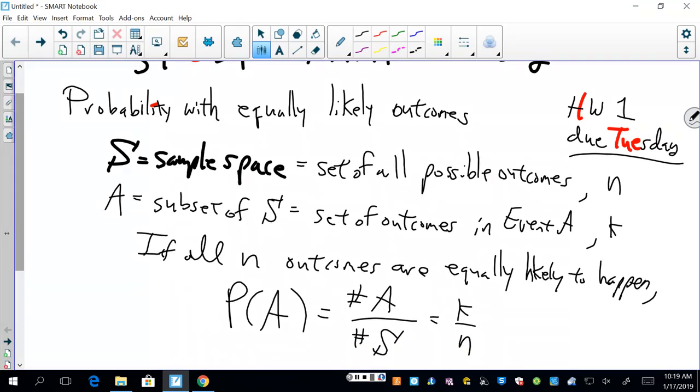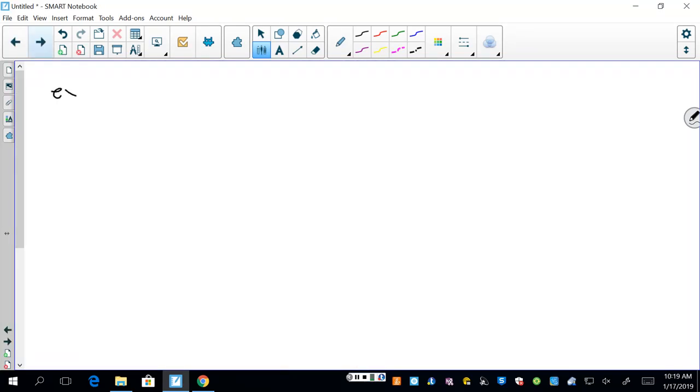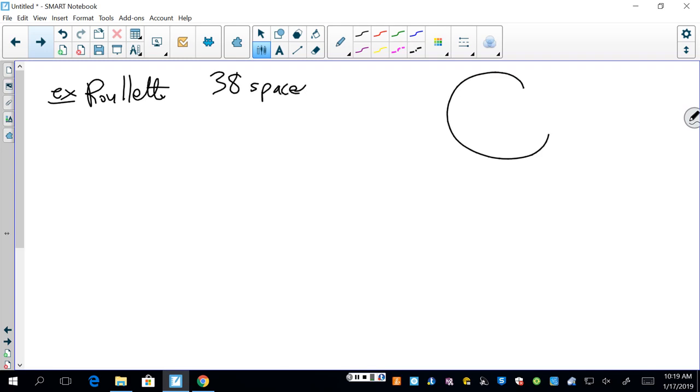And as an illustration of that, say they were playing a game of roulette. In the game of roulette, there are 38 spaces. The roulette table has a spinner on it with a bunch of different spaces, and they spin a ball, and it goes bouncing around and eventually lands in one of those spaces. It's supposed to be that all the spaces are equally likely to happen.